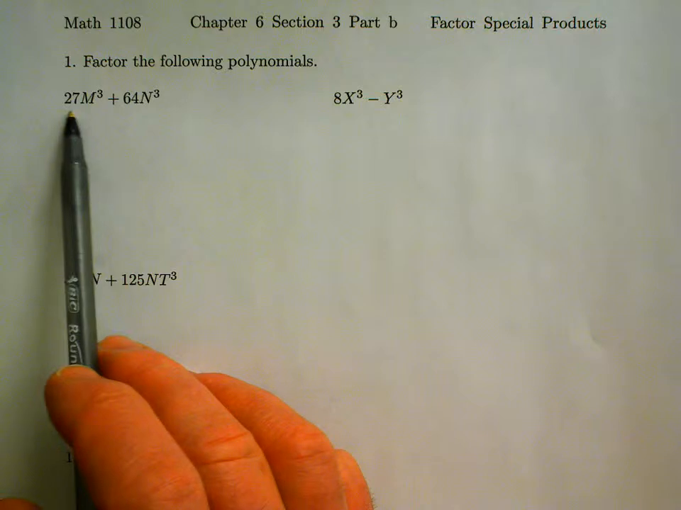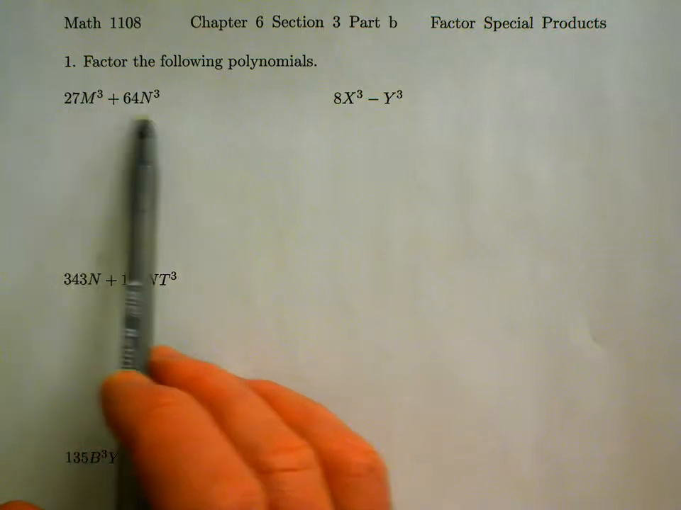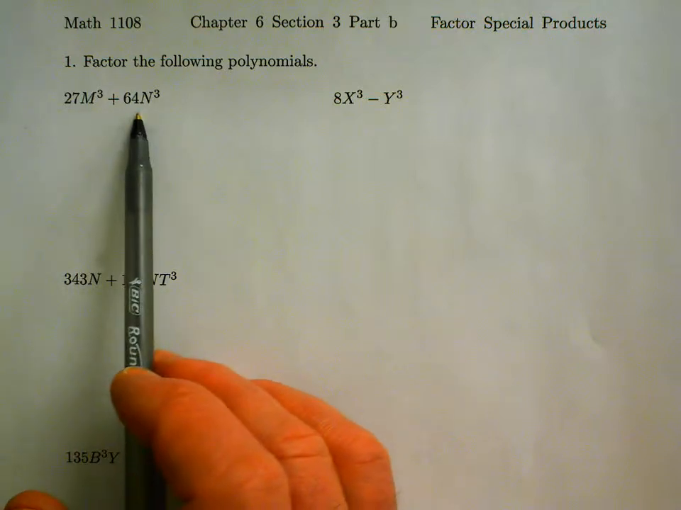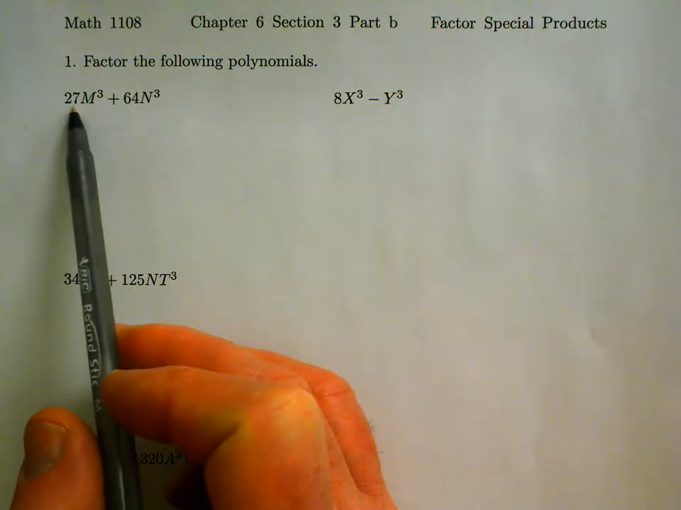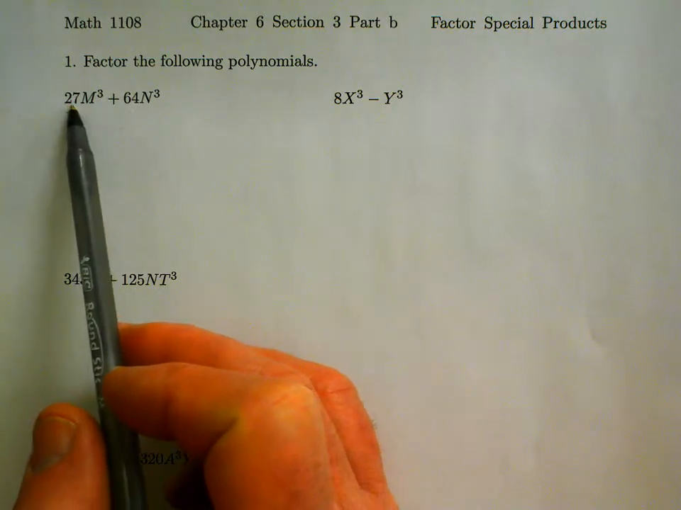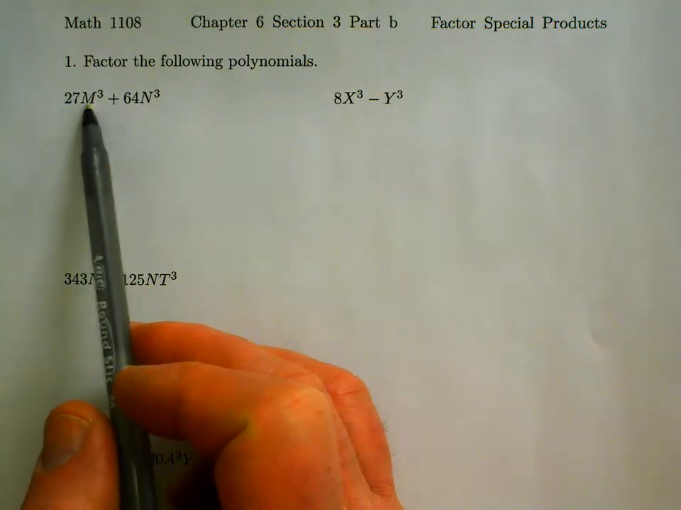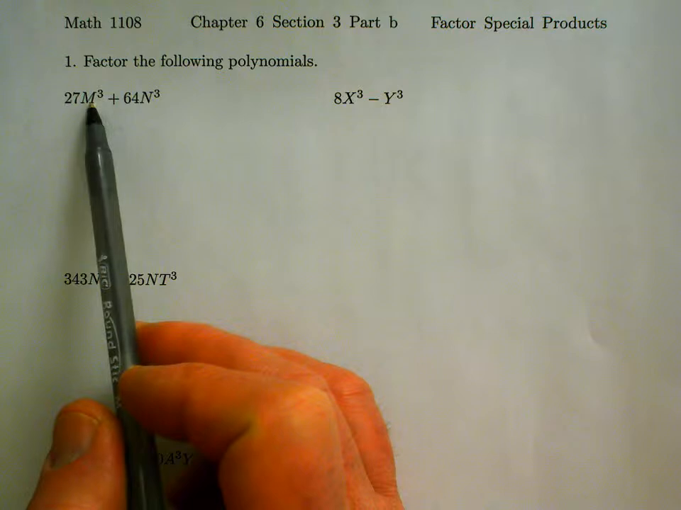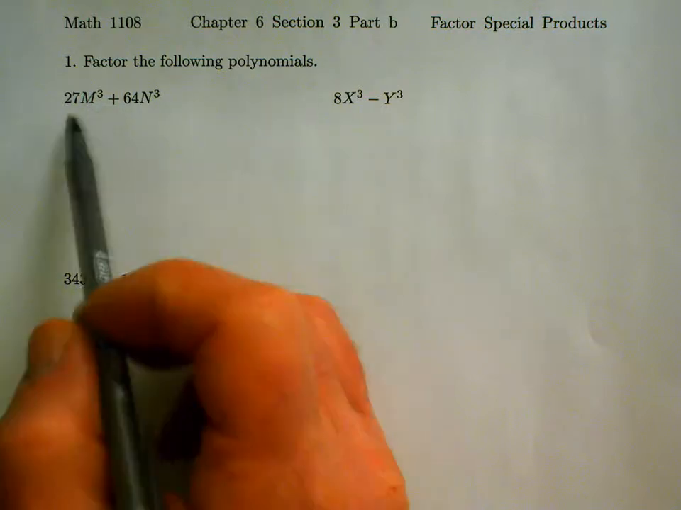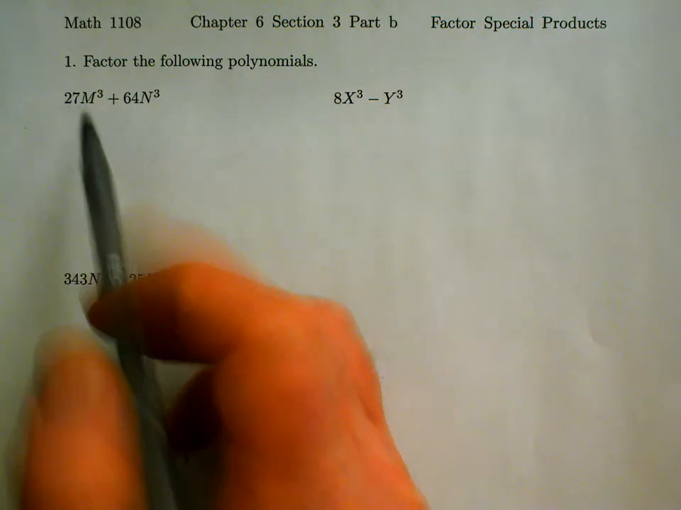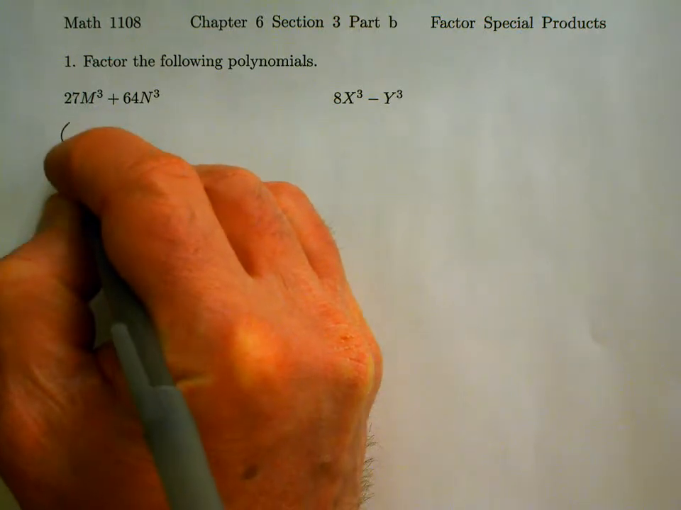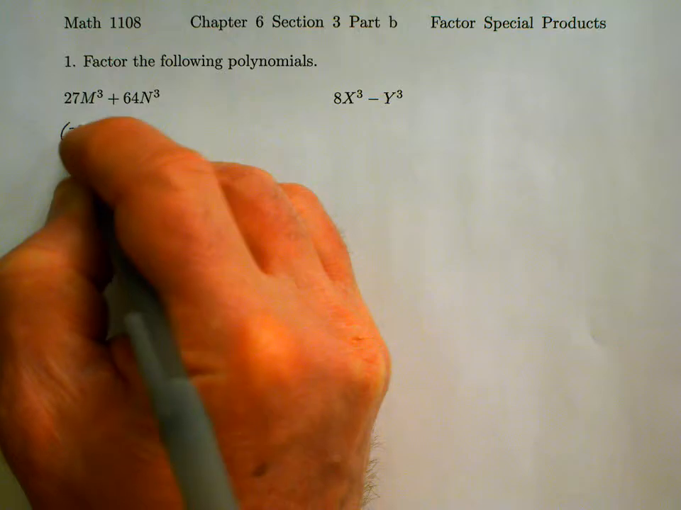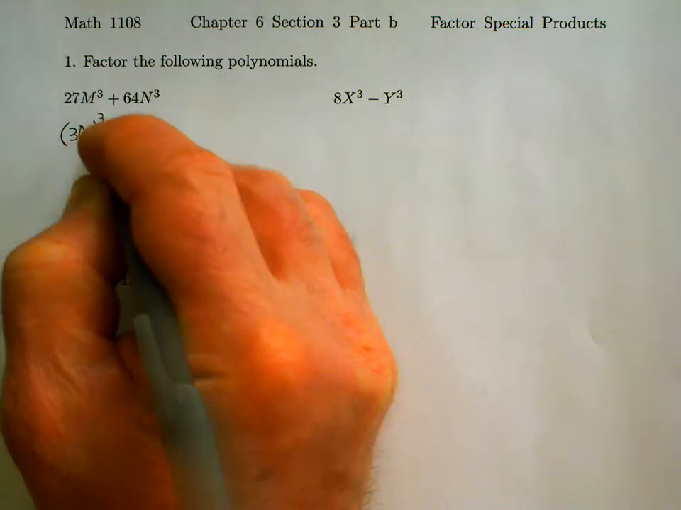Notice the greatest common factor of both of those terms is 1. And notice that 27 is a perfect cube because 3 to the third is 27, and m to the third is a perfect cube. So the entire term, 27m to the third, is a perfect cube. You can rewrite that as the term 3m to the third.